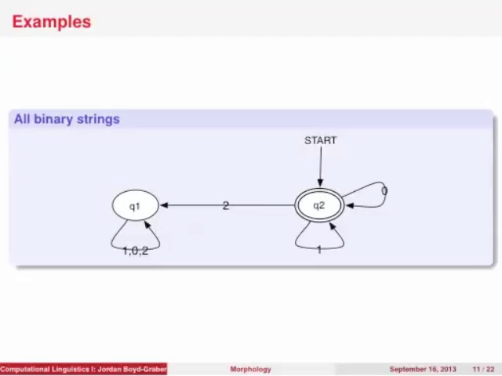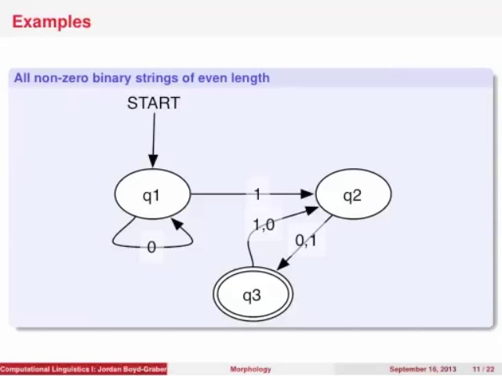Okay, so let's go through some examples. What is the FSA that tells you if you have a binary string? So as long as you see a 0 or a 1, that means you're in a binary string. If you ever see a 2, that means it's not a binary string.